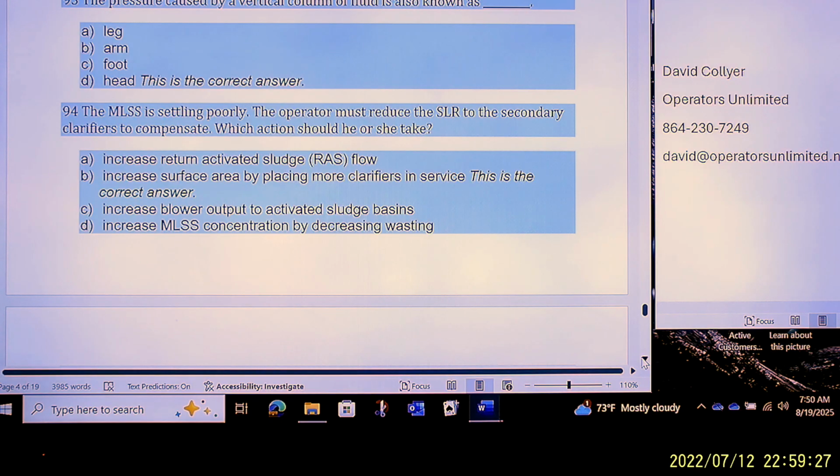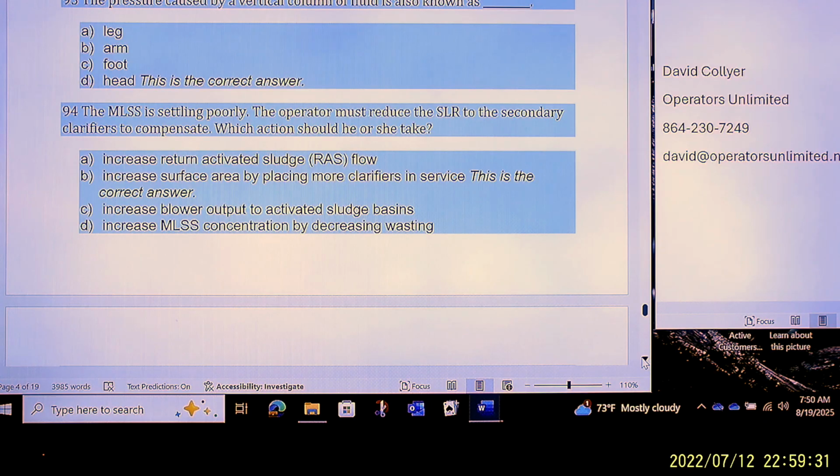93. The pressure caused by a vertical column of fluid is also known as A, leg, B, arm, C, foot, D, head. The answer to 93 is D, head.